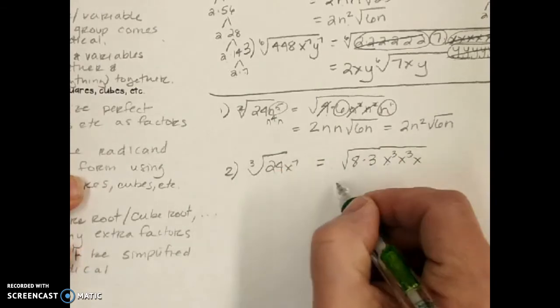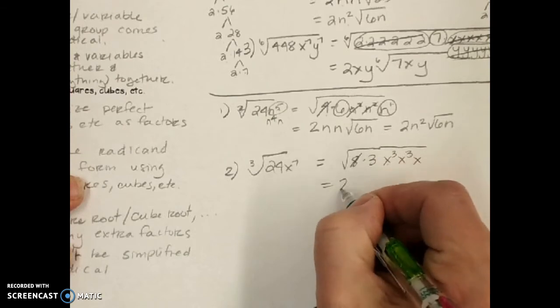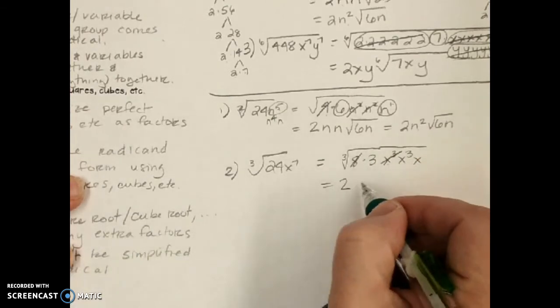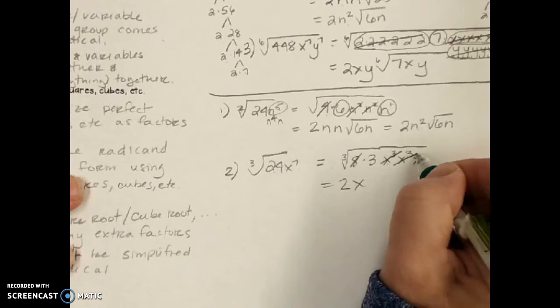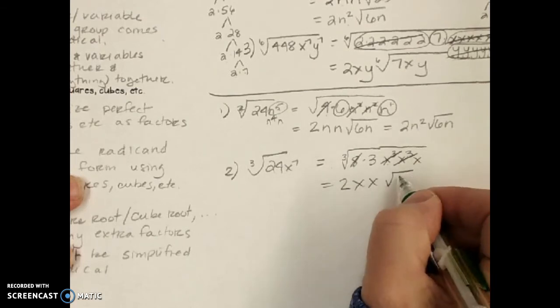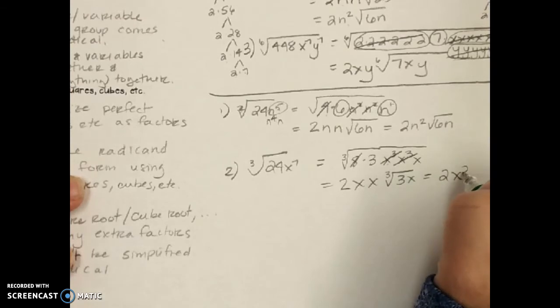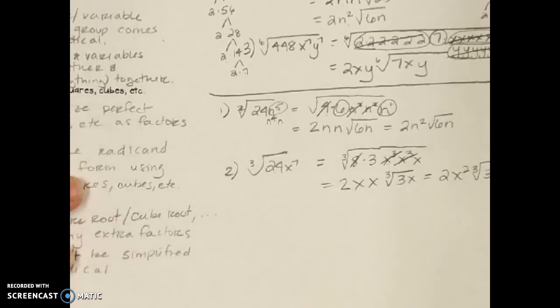So that's going to give me the cube root of 8 is 2. Sorry, I didn't put my 3. The cube root of x cubed is x, and the cube root of x cubed is x, and that leaves me with the cube root of 3x. So my answer is 2x squared times the cube root of 3x.